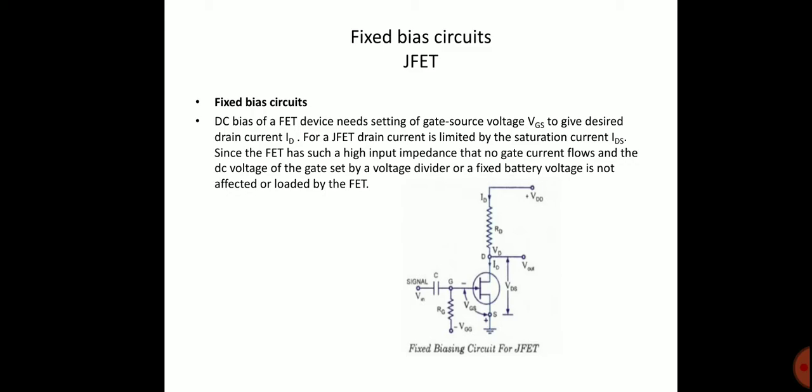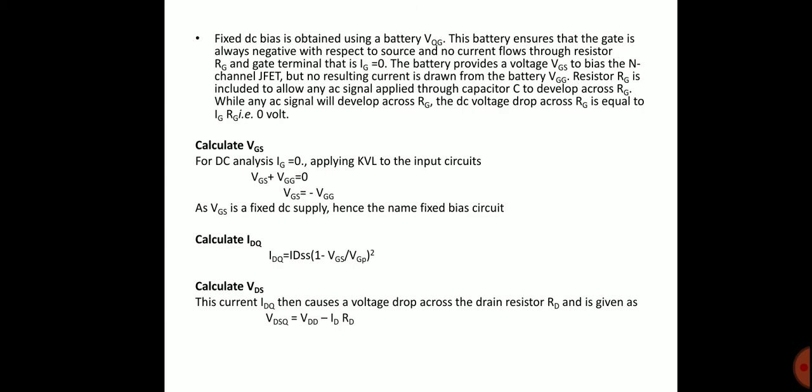Hence, the FET has such a high input impedance that no gate current flows, and the DC voltage of the gate, set by a voltage divider or fixed battery voltage, is not affected or loaded by the FET. Here is the fixed biasing circuit of JFET, with the terminals of drain current, source current and gate current. Now the fixed DC bias is obtained using the battery VGG.